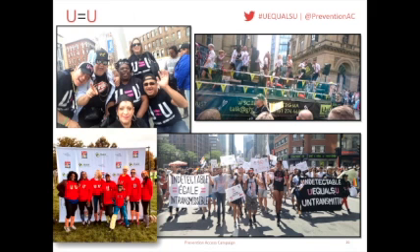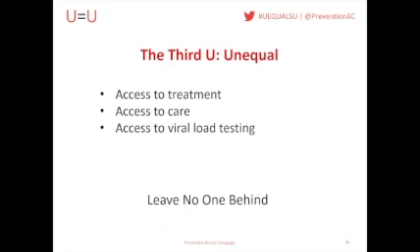But one thing we really need to be mindful of going forward is the third U, unequal. There are many, many economic, social, structural, legal barriers that make it impossible or difficult for people to reach and maintain an undetectable viral load. So we really need to use the U equals U public health argument to demand access to treatment, care, and viral load testing to leave no one behind. We just formed a partnership with International Treatment Preparedness Coalition Global to work on this very thing, and we have a section on our website called The Third U with lots of resources on this.